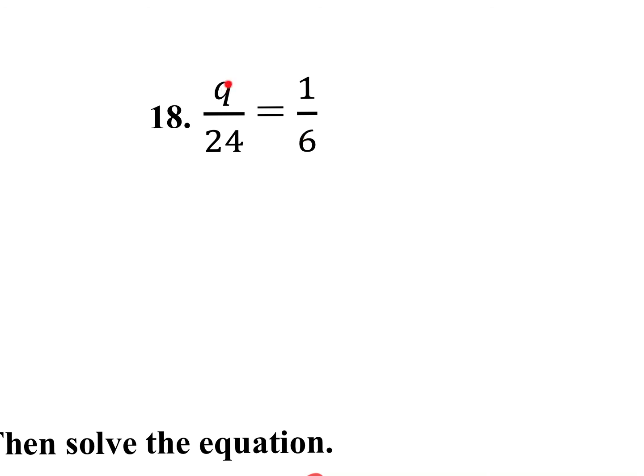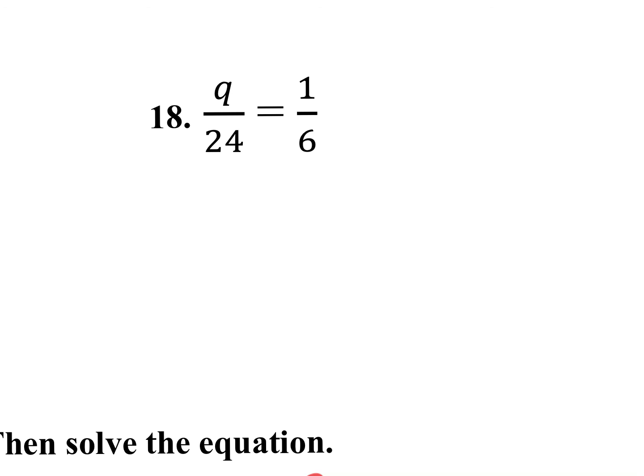So Q, whatever number this is, divided by 4 is 1. So if it's divided by 4 to get to 1, it'd be times 4 to get to here, right? In other words, 6 times 4 gives you 24. 1 times 4 gives you Q. So I already know the answer is Q equals 4. But that's not how I want you to do it. That's just the quick mental math way.